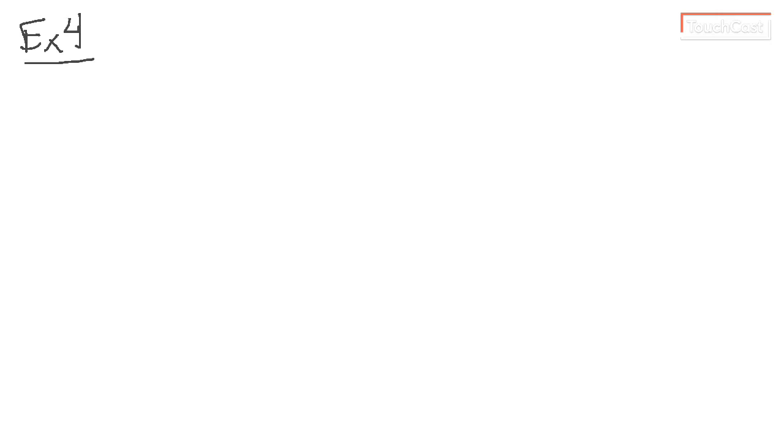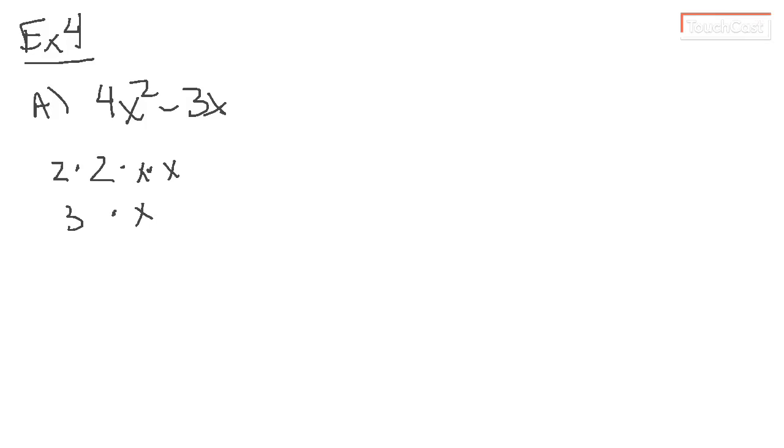And I'm going to look at a few different examples in example 4. If I have 4x squared minus 3x, we're going to treat this as two separate monomials and figure out what do they both have in common. So 4x squared is 2 times 2 times x times x, and 3x is 3 times x. Well, they both have an x, so we're going to bring that out. We're going to factor it. We're going to reverse distribute this.